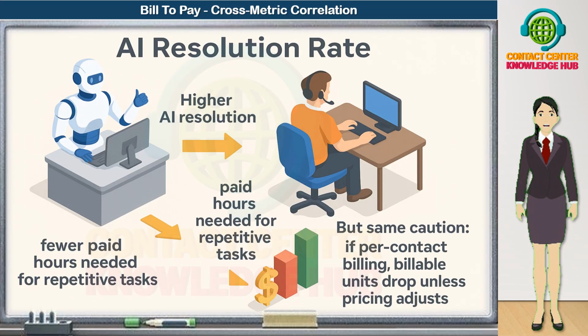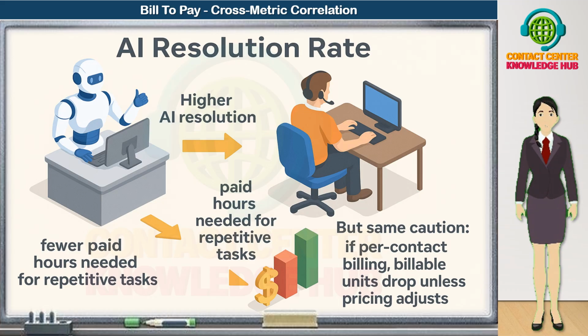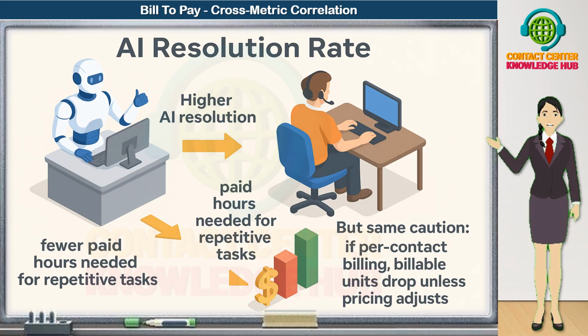Let's look at how AI resolution rate correlates with the bill to pay ratio. When AI resolution is high, more routine or repetitive tasks are handled without agent intervention. This means fewer paid hours are needed, which lowers the denominator and strengthens the bill-to-pay ratio. It's one of the most powerful ways to create labor efficiency without sacrificing service quality.